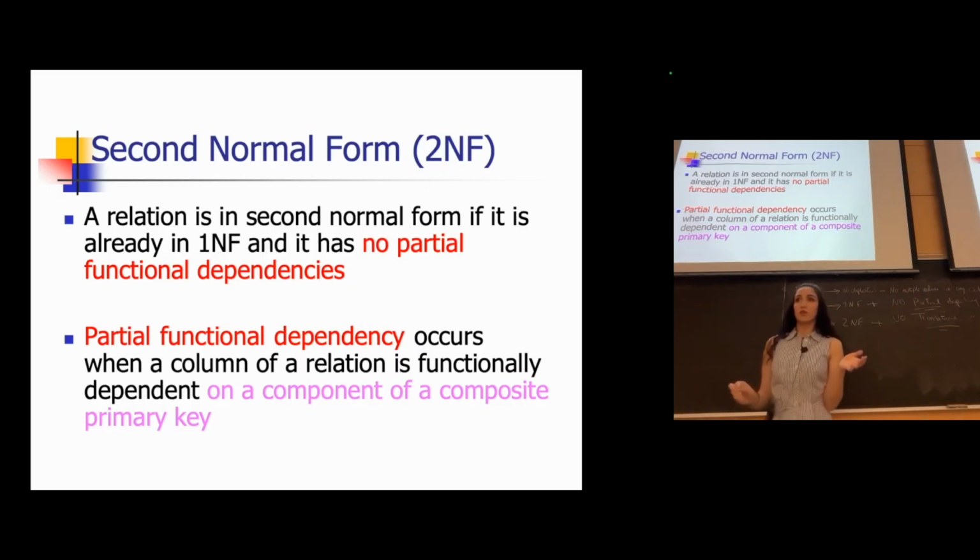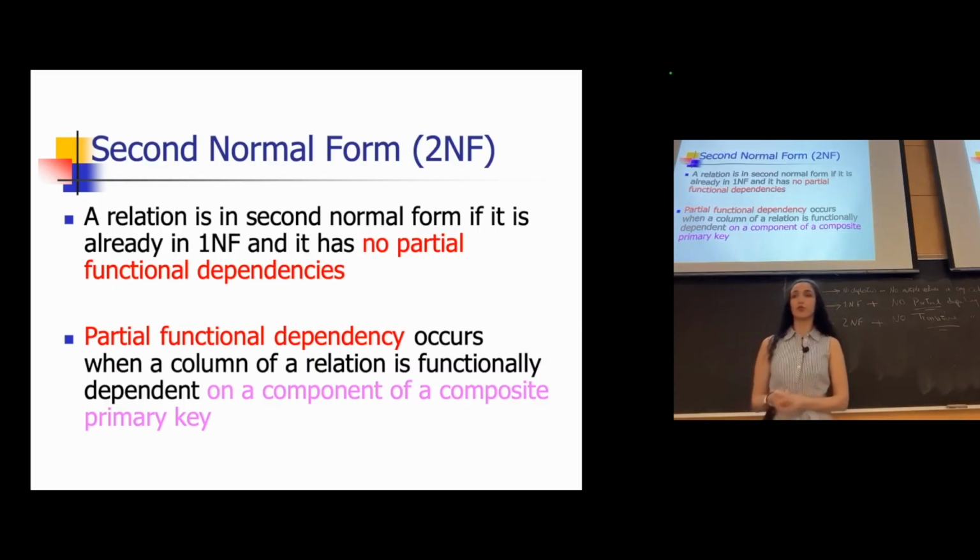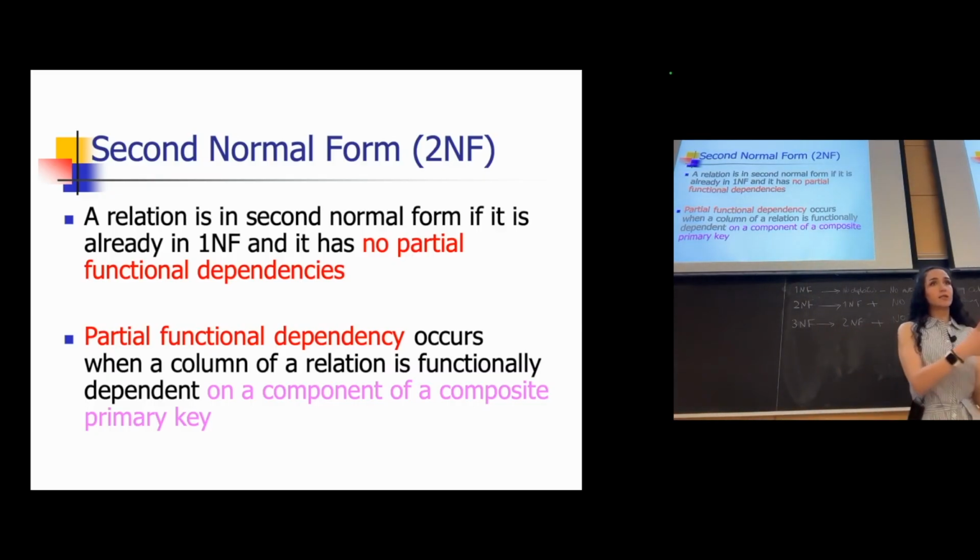Now, the only thing that you have to learn is what is partial dependency and what is transitive dependency. If you learn that well, then you can identify the normal forms, right? And then you can better understand how to normalize tables. For example, if I give you a table and ask you to normalize it until 2NF, you know that you should have no partial dependency to be in 2NF. You can still have transitive dependency, right?